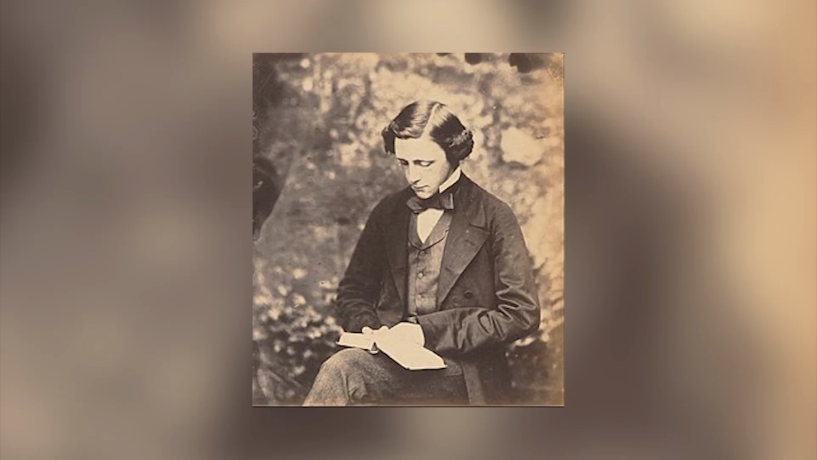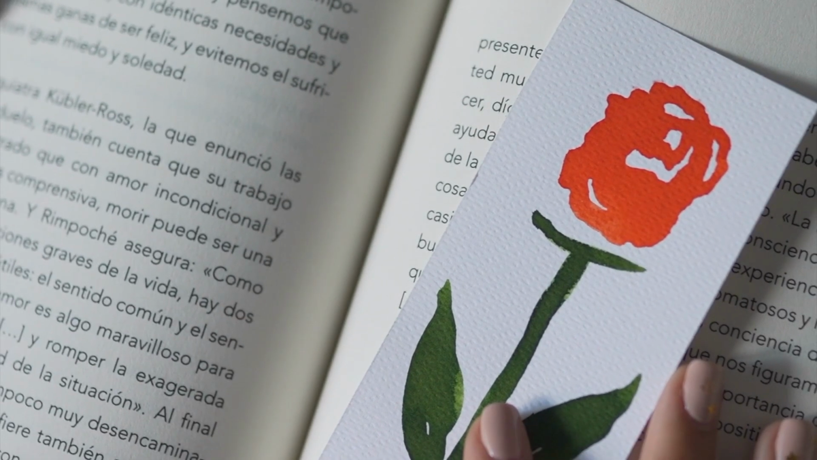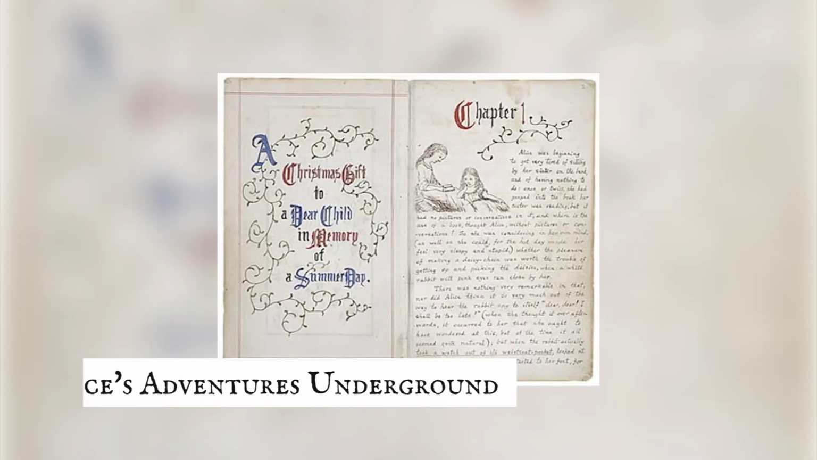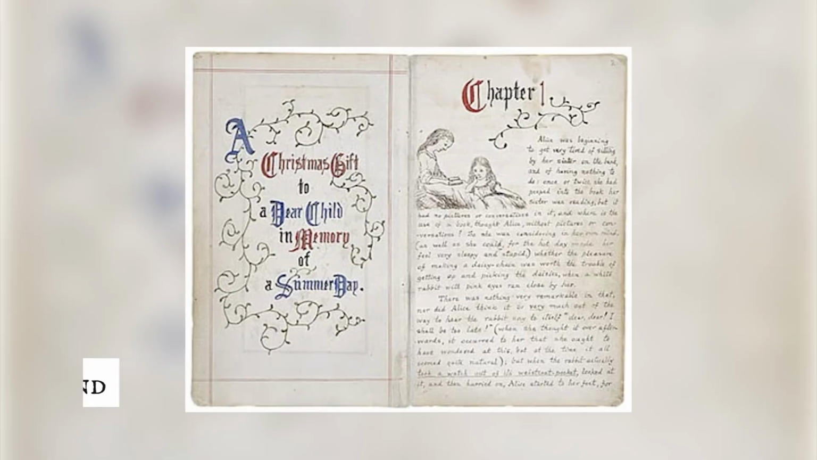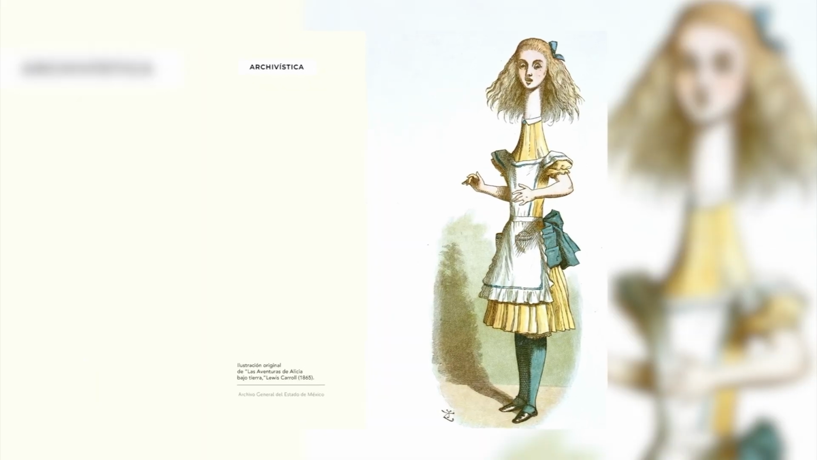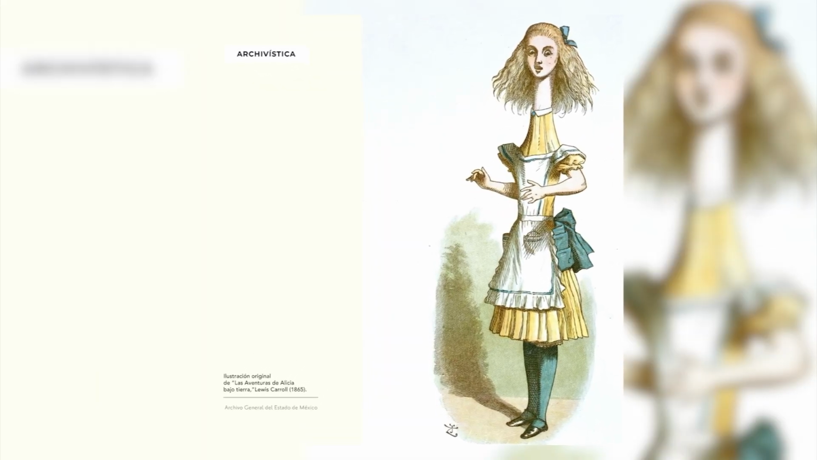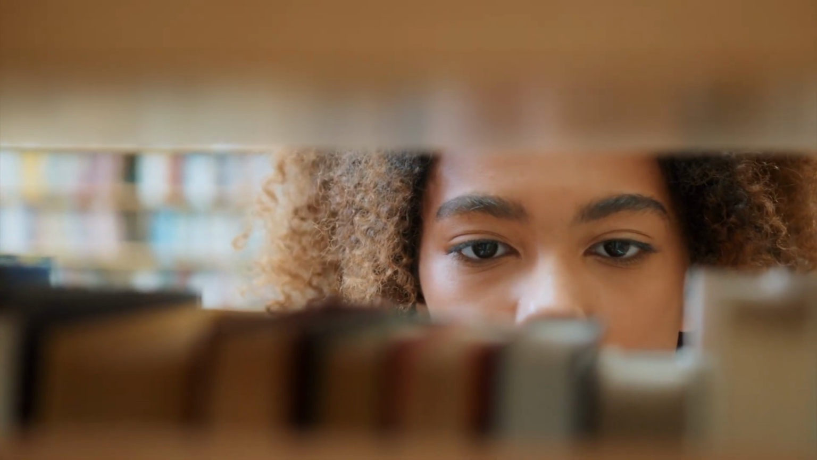He titles it Alice's Adventures Underground. It's an intimate gift, packed with references only she would understand, with illustrations he drew himself. And then Carroll makes a decision that academics still debate. He decides to publish it. But he doesn't publish the same text.